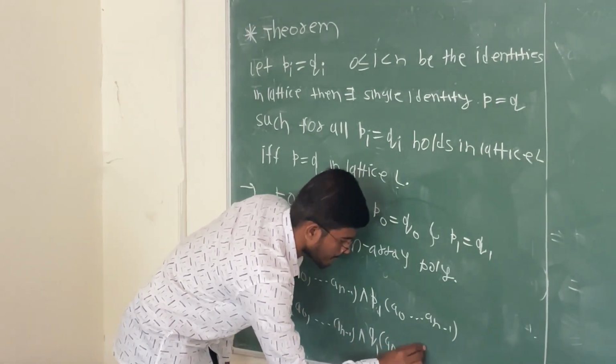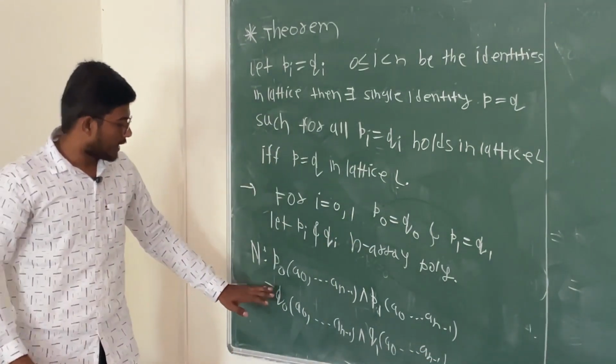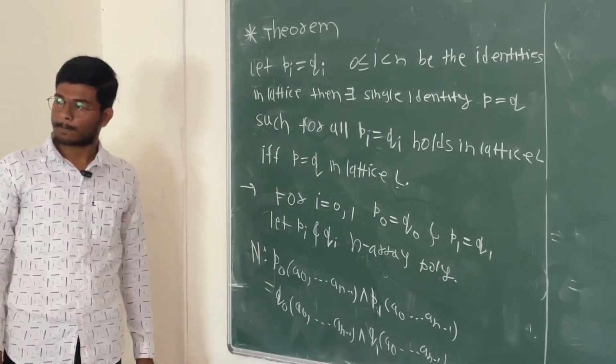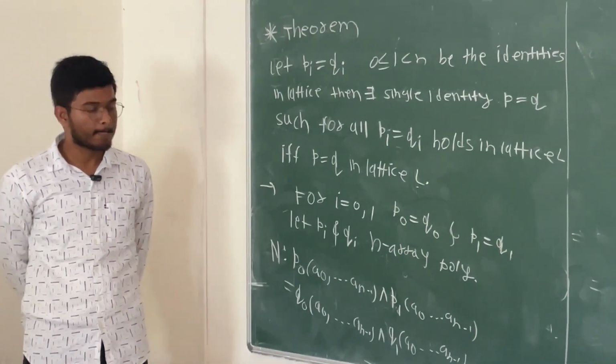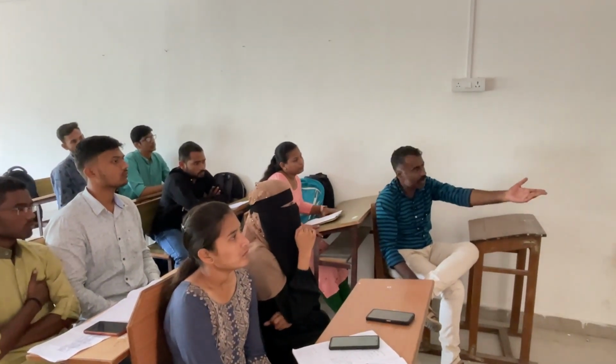So now we have P0 of this. Suppose we use a mathematical induction type argument. Assume P0 is equal to Q0 and P1 is equal to Q1. For these two equalities, we should get one equality P is equal to Q such that these conditions are satisfied, right? So basically our P is the meet of those two and our Q is the meet of these two. That is the idea.